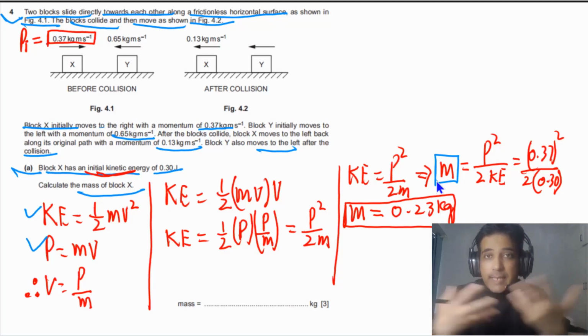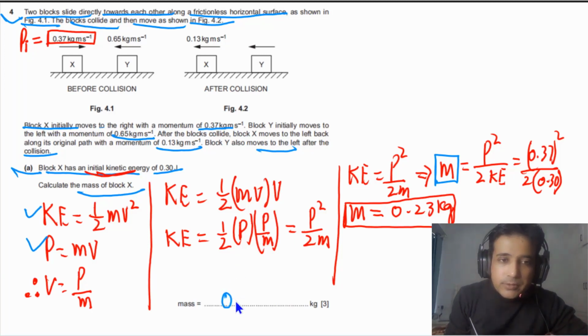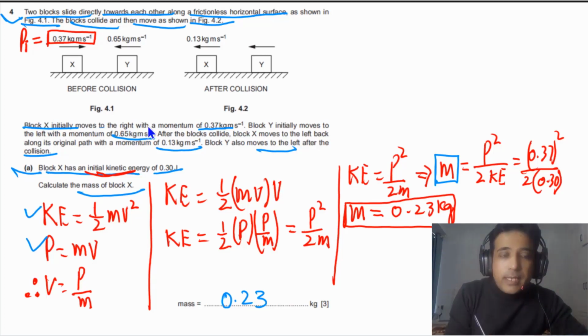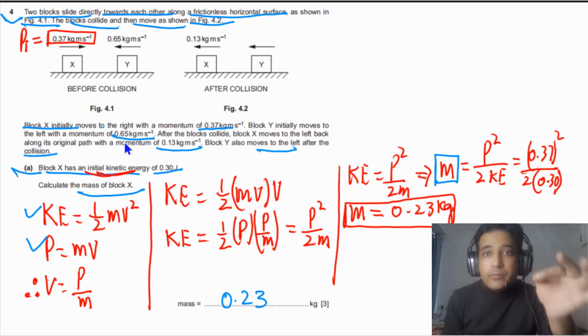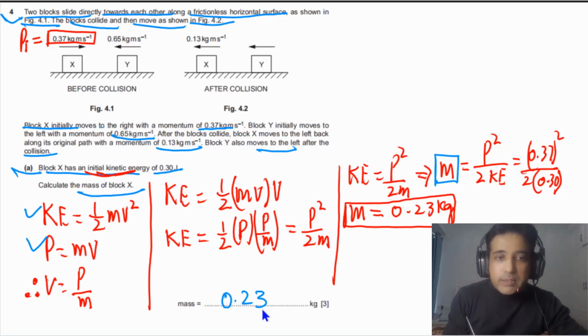So the final answer is this. We have to write the final answer up to 2 SF, because the raw data has 2 SF. That means the least number of SF in the given data is 2 SF, so we have to use 2 SF in the final answer. You can use 2 or you can use 1 more. So this is the answer.